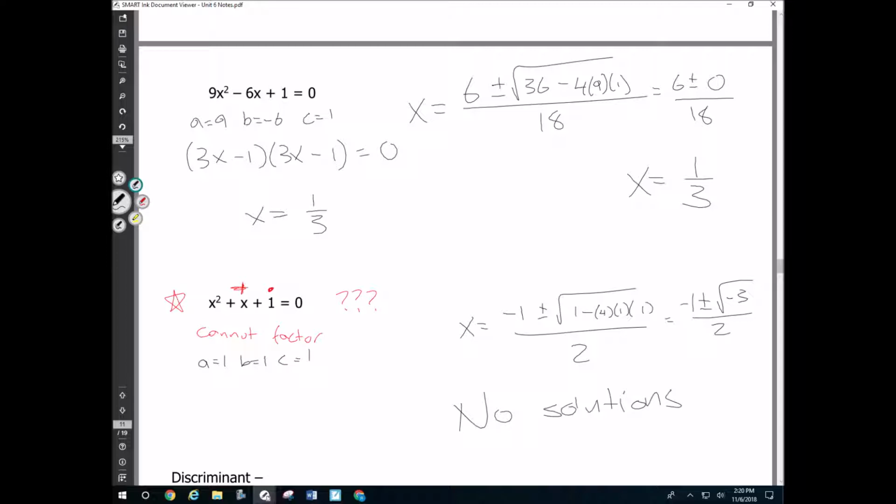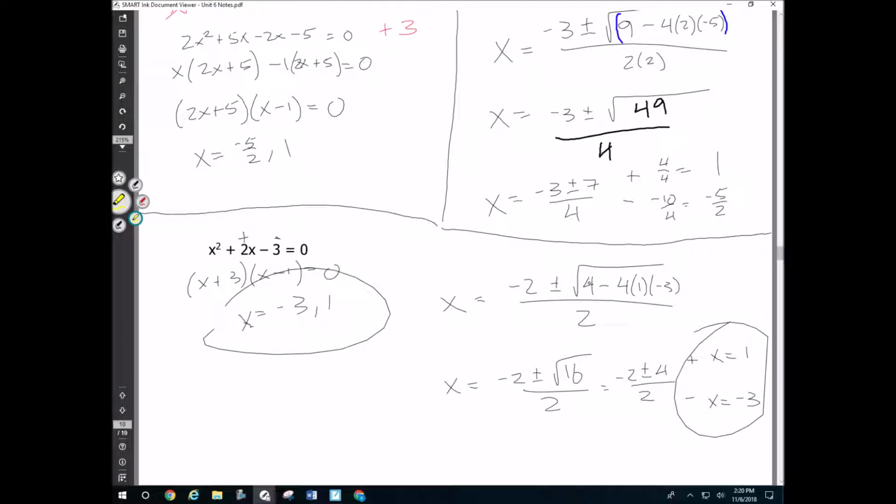So this graph of x squared plus x plus 1, if you looked at it, it's actually above the x-axis. It does not touch or cross the x-axis. Now, what's great about the quadratic formula is the information that ends up underneath the square root will be able to tell us whether we have 2, 1, or no solutions really quickly.